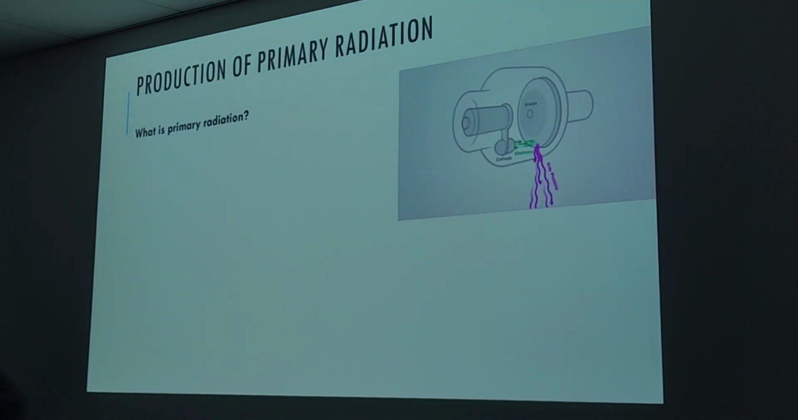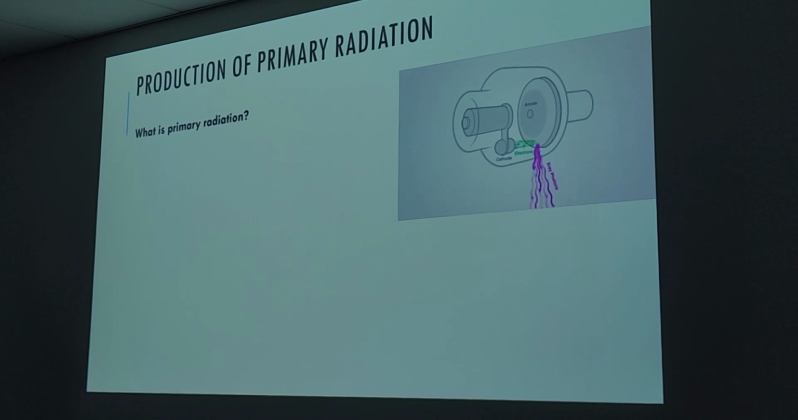All right, so what is primary radiation? Total radiation from the tube that gets to the patient. Okay. Any other explanation? Between the tube and the patient. Basically, the primary radiation is what exits the window of the tube after it has gone through what?